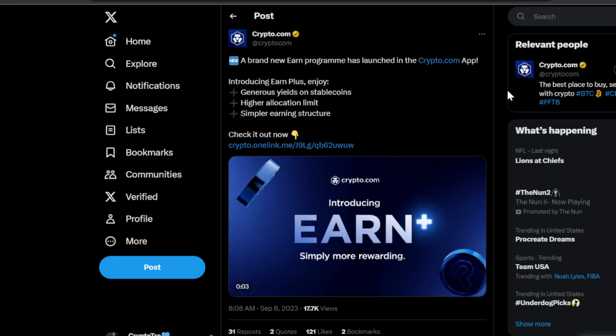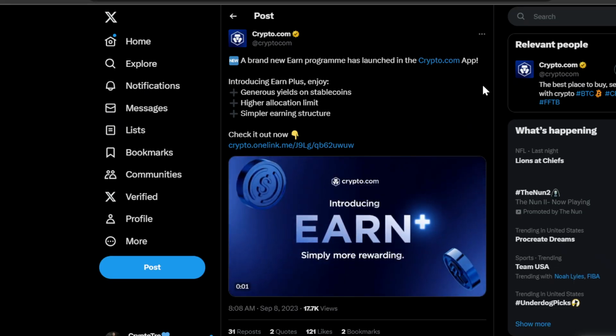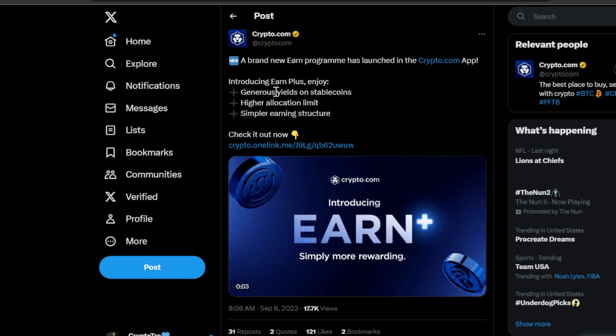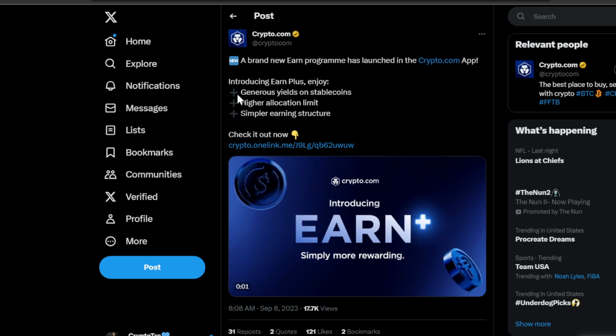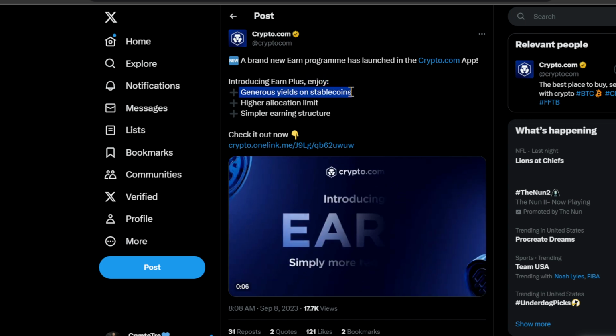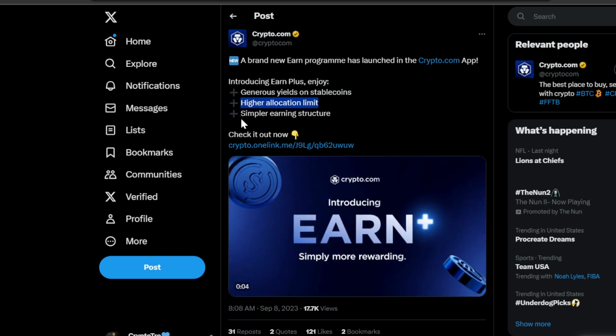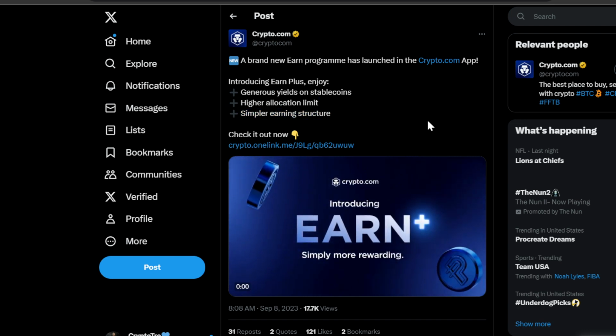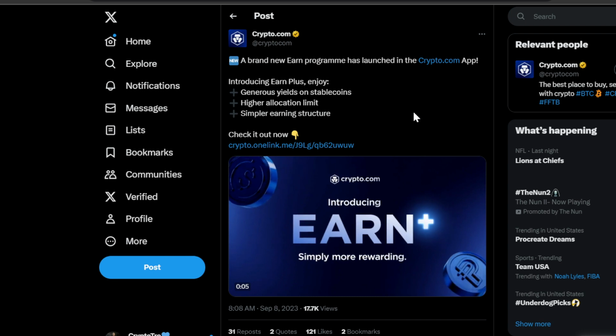Now let's go to the good stuff, man. Crypto.com just tweeted this: a brand new earn program has launched in the Crypto.com app, including Earn Plus. So you have generous yields on stable coins, higher allocation limit, and simpler earning structure. So this is going to be very, very big. This is on the crypto.com app in the earn section.